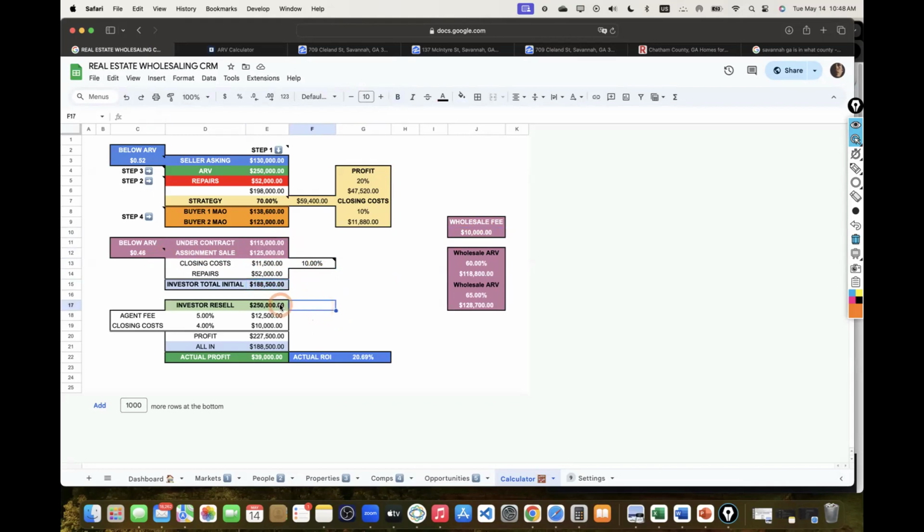$188,500. Now, if they go through the process of how much money they're going to be making, the property sells for $250,000. The agent fee to sell the property, closing costs again. Their all-in profit is 227, but how much they put into the deal was again $188,500, which is an actual profit of $39,000. Again, this whole section right over here.